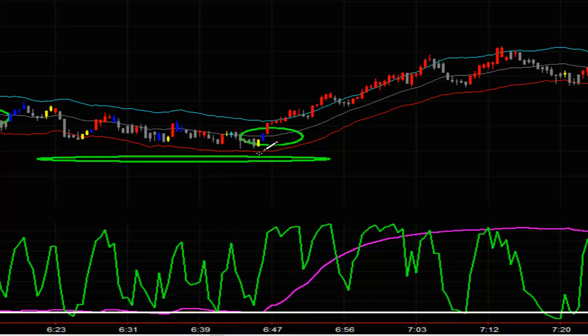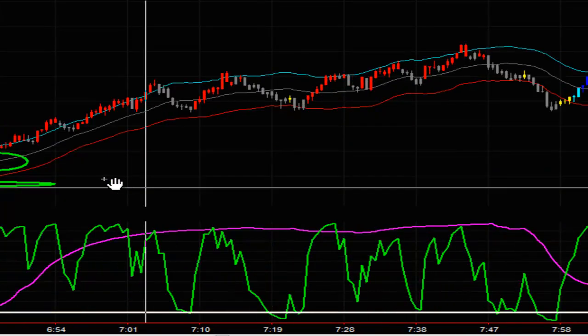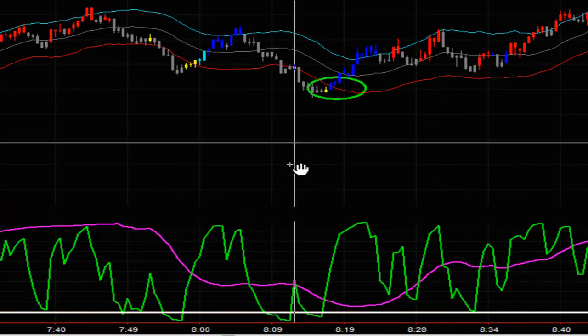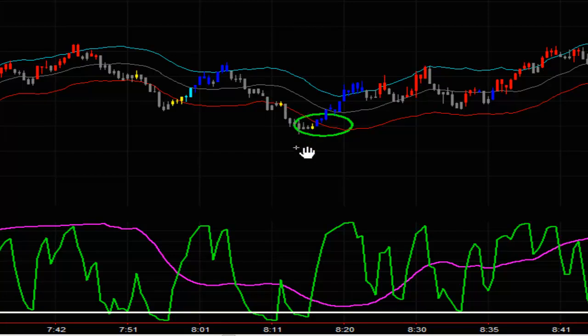We got lower lows right in here, and we've got divergence in here. And we've been down pegged with the purple RSI down in here, so that was a real good signal. Another A, B, C pullback.